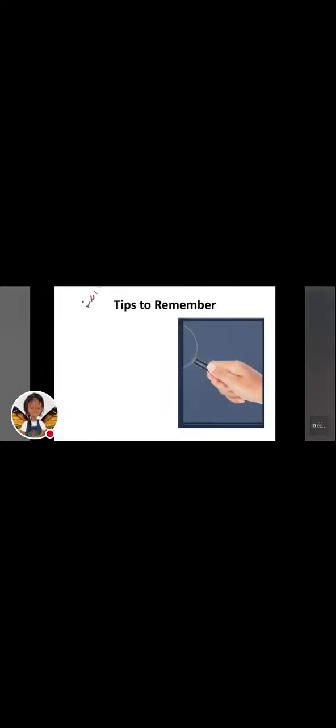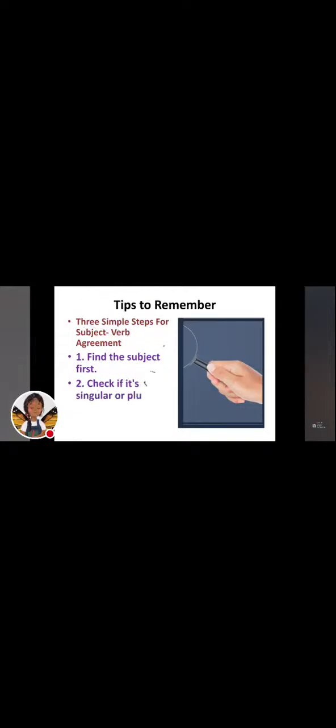Now see some tips to remember. 3 simple steps for subject-verb agreement. The first is find the subject first. Second, check if it is singular or plural. And the third and most important, pick the correct verb form.